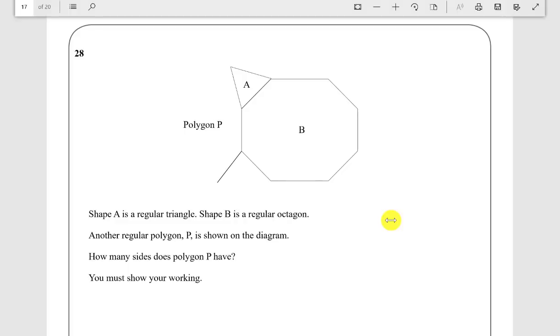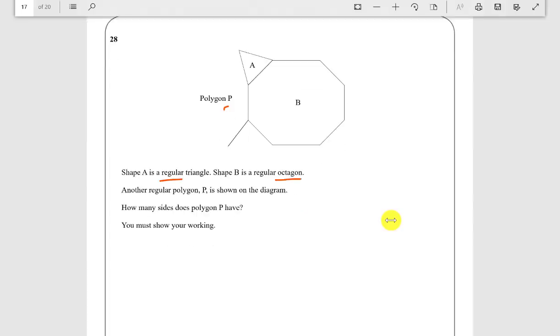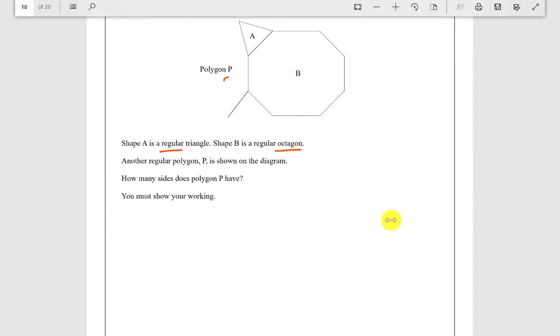Question 28, we have a polygon P, octagon A, B, and a triangle. So shape A is a regular triangle, and so the keyword you need to look out for is regular. Shape B is a regular octagon. Another regular polygon P is shown on the diagram. How many sides does polygon P have? You must show your working. Okay, so in this question we have to show all the working, how we get to our answer.